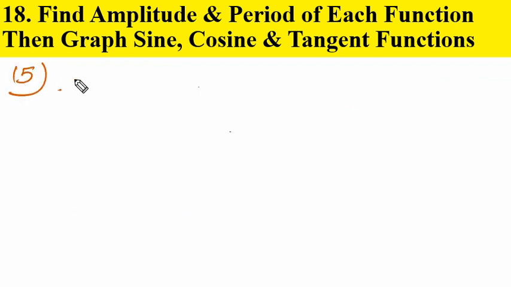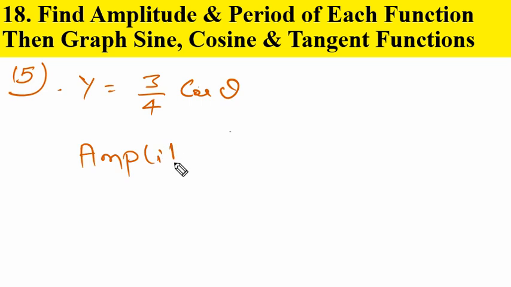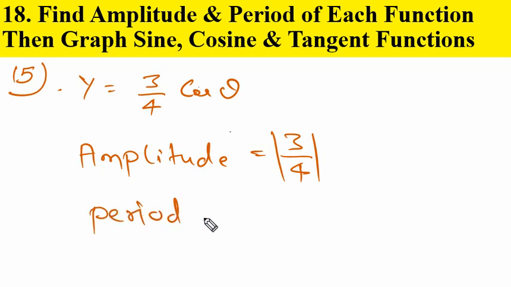Question number 15. y is equal 3 over 4 cos theta. Again here the amplitude will be 3 over 4 and period will be how much? Period will be 2 pi only, because there is nothing in the b. Now you can try rest of the question, they all are same.